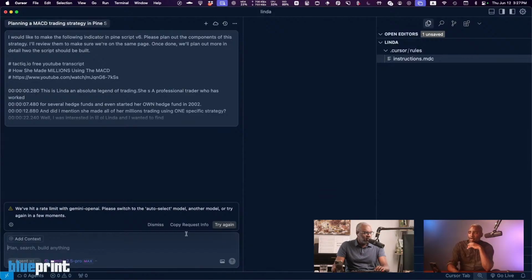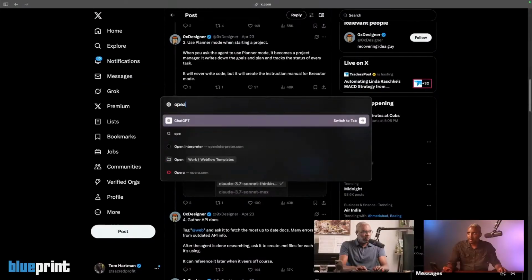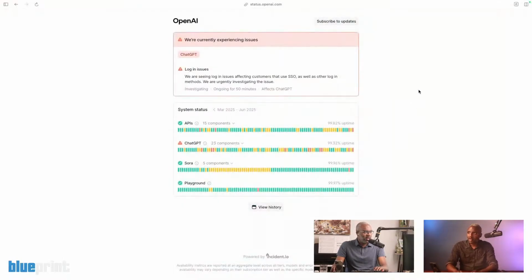We've hit a rate limit with Gemini. Is it a problem because there's like a Cloudflare? Is OpenAI... I'm now wondering if Cloudflare is affecting this. After the whole Heroku thing, now we're gonna do this. Ah, it is down. There are problems.